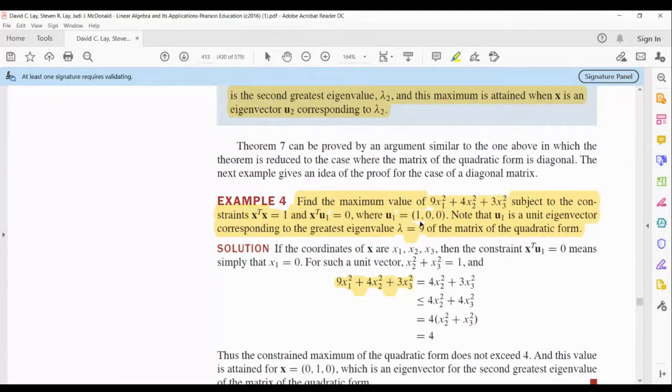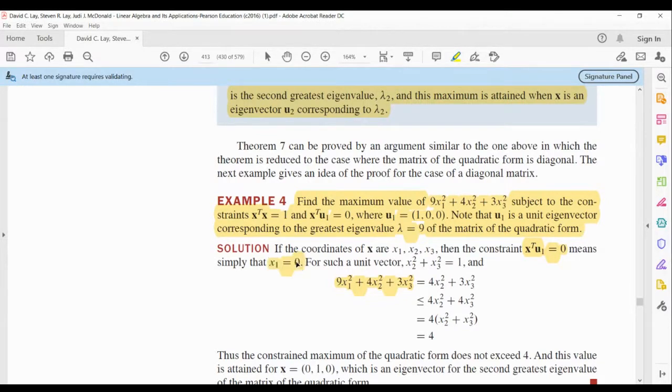The 1, 0, 0. Hold on here, one moment. So x1 is equal to 0 because of the second constraint. For that to equal 0, it means that x1 has to equal 0, because the vector u1 is 1, 0, 0. In order for that to happen, the x1 coordinate of the vector x would have to be 0, because when you do the dot product, something is going to multiply that number 1 from the u1 vector. It's going to have to be a 0 because the second constraint is x transpose times u1 equals 0.